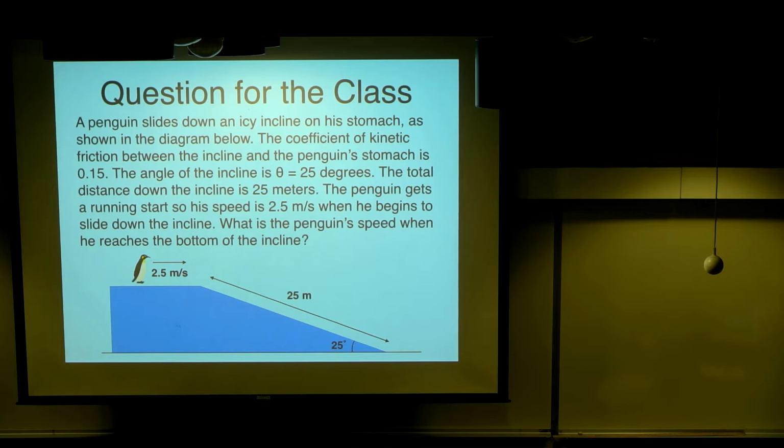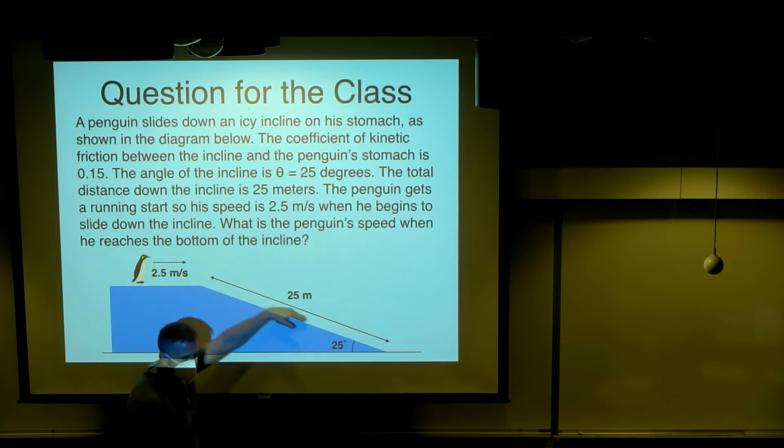A penguin slides down an icy incline on his stomach, as shown in the diagram below. The coefficient of friction between the incline and the penguin's stomach is 0.15. And that's kinetic friction, by the way. The angle of the incline is 25 degrees. That's over here. And the total distance down the incline that the penguin has to go is 25 meters. Let's say the penguin starts off with a running start going 2.5 meters per second at the top of this incline. So it gets a running start, 2.5 meters per second, and then just slides down. Okay?